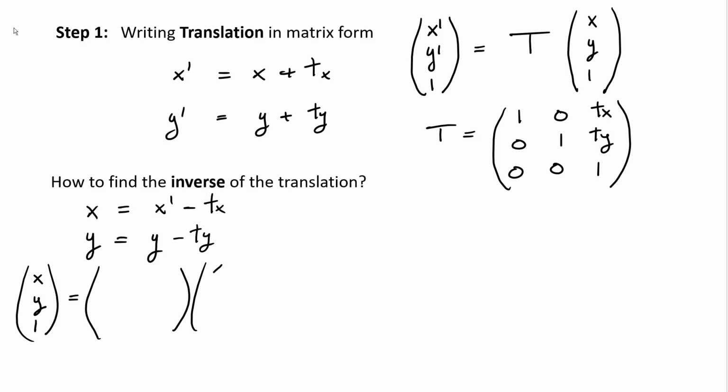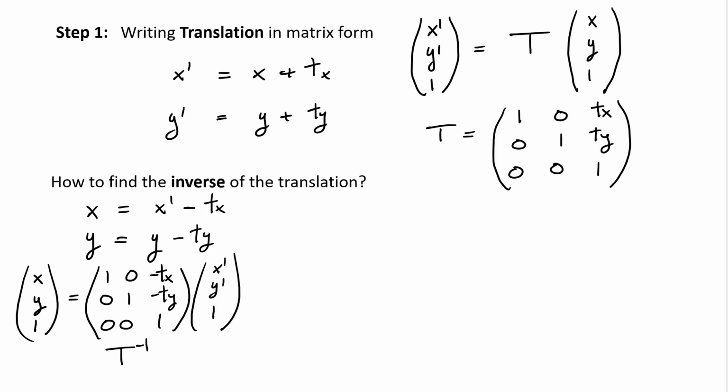Here I can write x prime, y prime, and 1. And now the transformation matrix that brings me back is 0, 1. And look, I just have to change the sign here: 0, 1, and minus ty, and 0, 0, 1. Actually, you can verify this. This is the inverse of that matrix T over here.